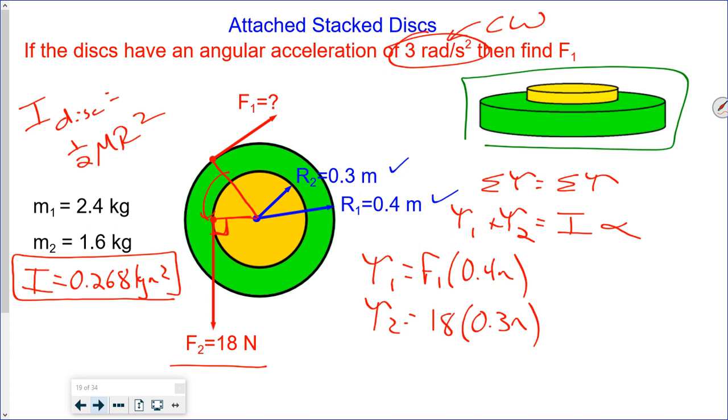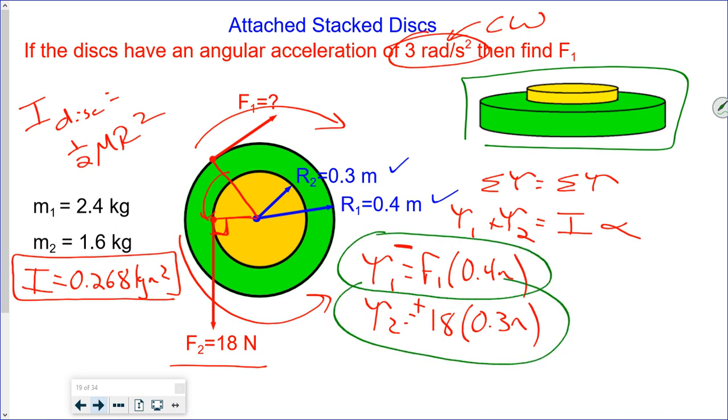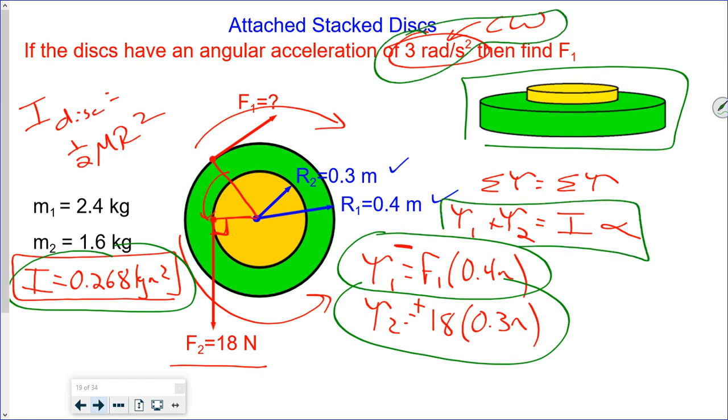We need to notice that force number 1 is going to produce counterclockwise torque, whereas force number 2 is going to produce clockwise torque. So I think we're good now. We can plug torque number 1, torque number 2, I, and alpha all into this equation here. Let's see what we get.